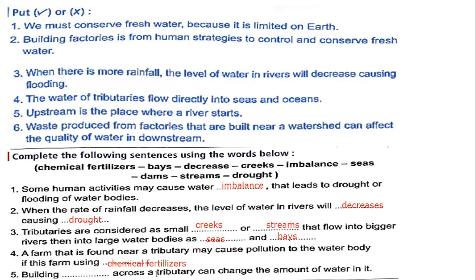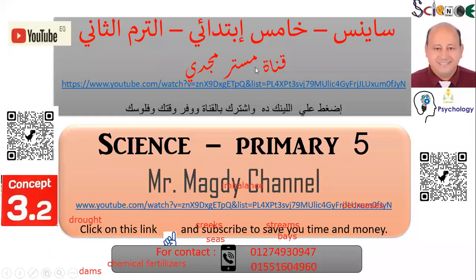Building what across the tributary can change the amount of water? What can change the amount of water? Dams. Okay, so dams here. Yes. Dams can change the amount of water. Next point. This is the end.